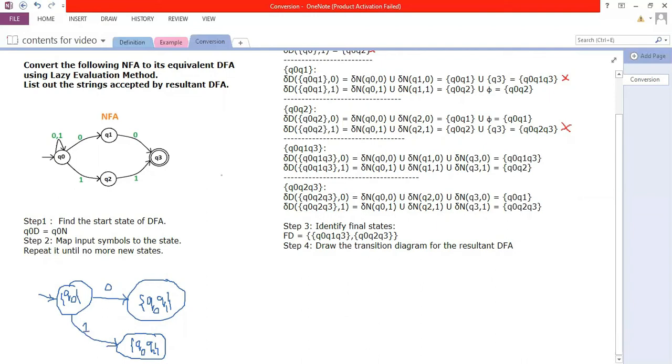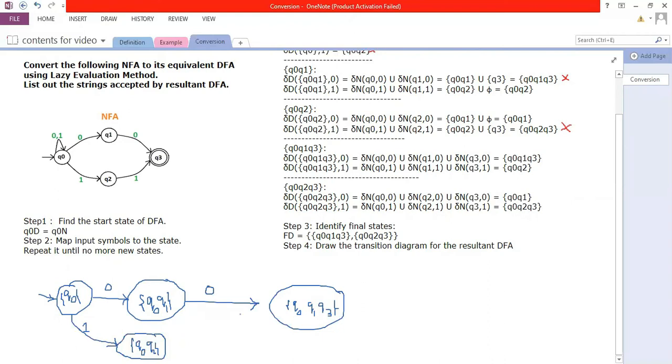Then check with the transitions for the state Q naught Q2, Q naught Q1. Q naught Q1 with 0 is Q naught Q1 Q3. So we should write the transitions for that particular state now. So it is Q naught Q1 with the input symbol 0. Q naught Q1 with input symbol 0 is Q naught Q1 and Q3. Check then.